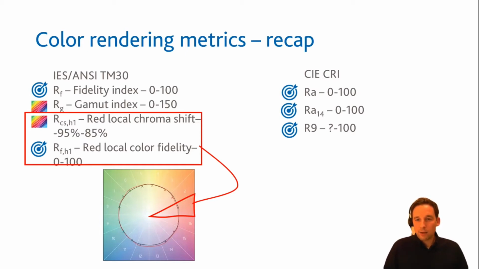And then underneath that, we have Rcs,h1, which is the local chroma shift. And that is talking about the shift in chroma, so the over or under saturation, just within that hue angle bin one, within the red area. And that's for a minus 95% saturation to a plus 85% saturation. So again, it's telling us, are we over or under saturating, but just in that area. So we have many, many more bits of information there. Again, I can go over all of this in more detail, and we can do a detailed, just, you know, learning TM-30 session for whoever wants that.